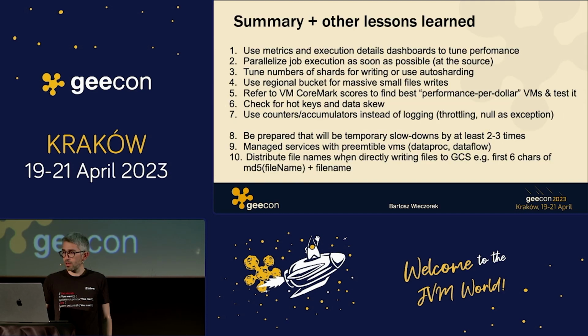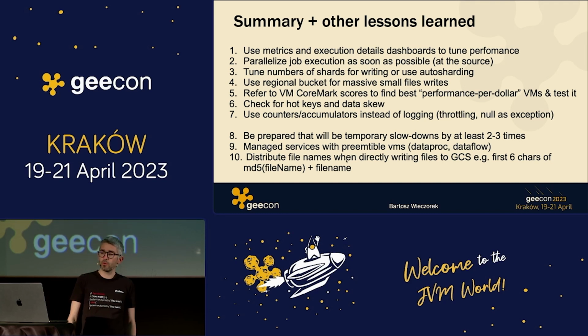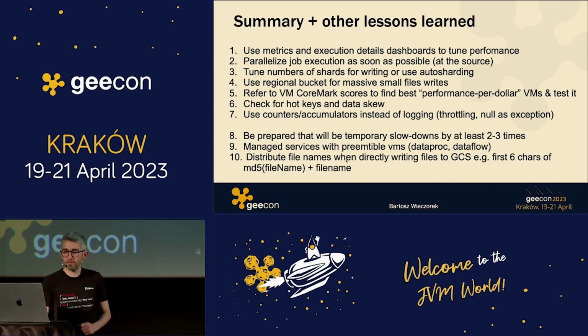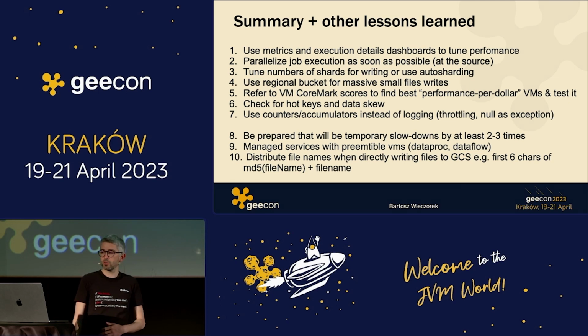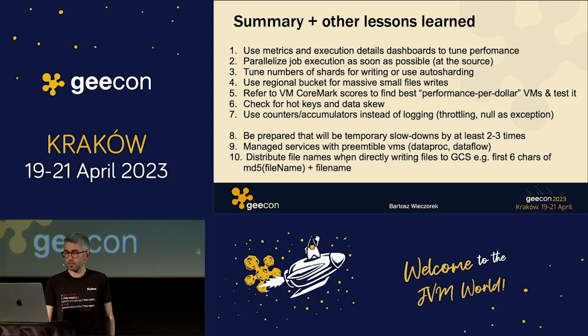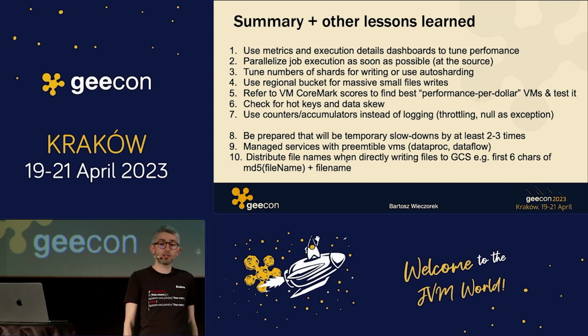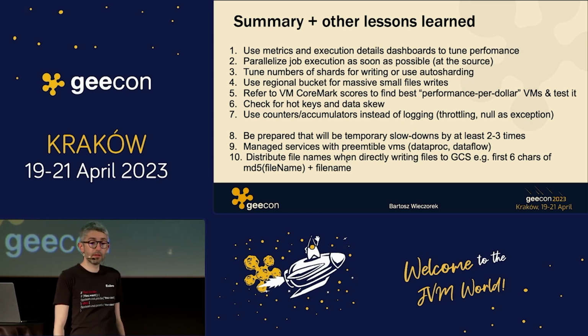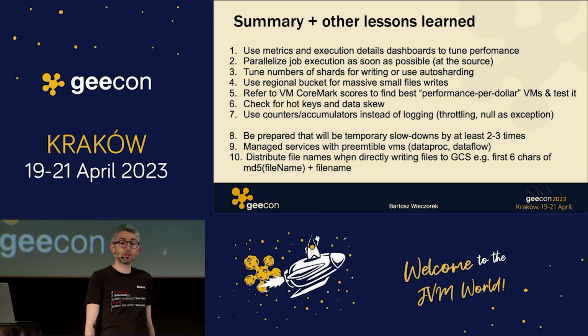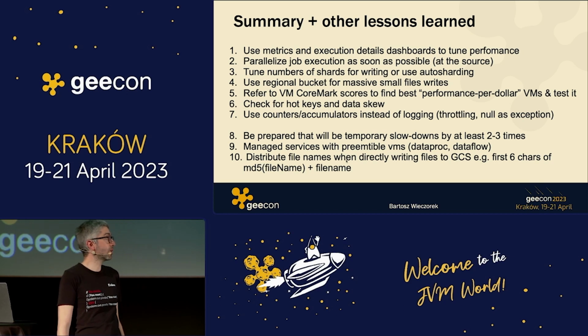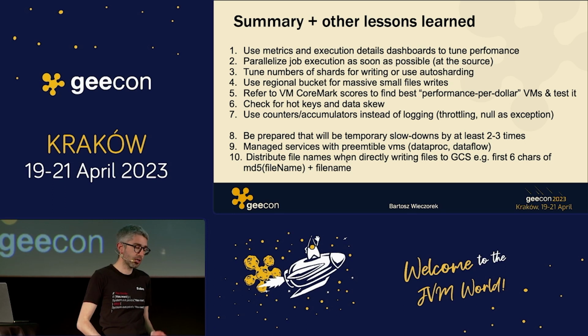So the summary of the lessons learned, I will just recap the first 5, and we will see how many questions we have. Then I can maybe move forward with the last slide, but let me recap what I said. Use metrics, execution details and dashboards to tune the performance. Parallelize the job execution as soon as possible, so receive individual messages. Google is really good in processing fast, small messages. Don't put too many payloads inside one message.